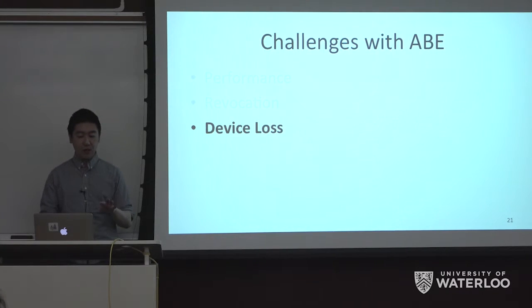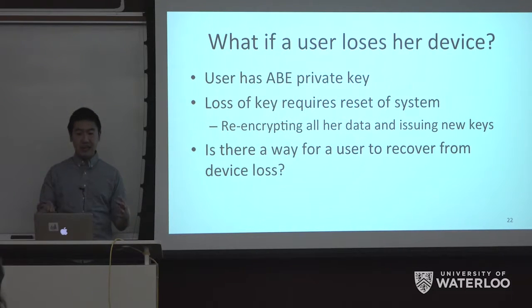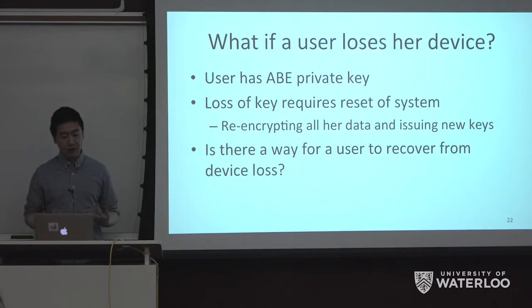The final challenge that we solve is device loss. The question is, what if a user loses her device? Because the user has this ABE private key, if the device is lost, the loss of the key requires resetting the whole system, which means re-encrypting all her data and issuing new keys, because you need to generate a new ABE public key, private key pair, and re-encrypt all the data. So is there a way for a user to recover from device loss?